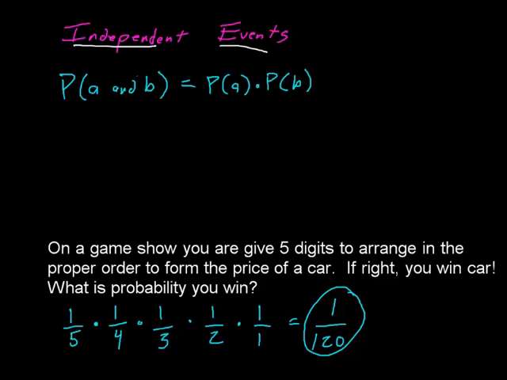So anytime somebody plays that game on The Price Is Right, they have a 1 out of 120 chance. Now that's if it's purely random. Hopefully you'd be able to figure out, well, the car is probably not a $70,000 car, so the 7 must not go first. But anyway, that changes things as well.